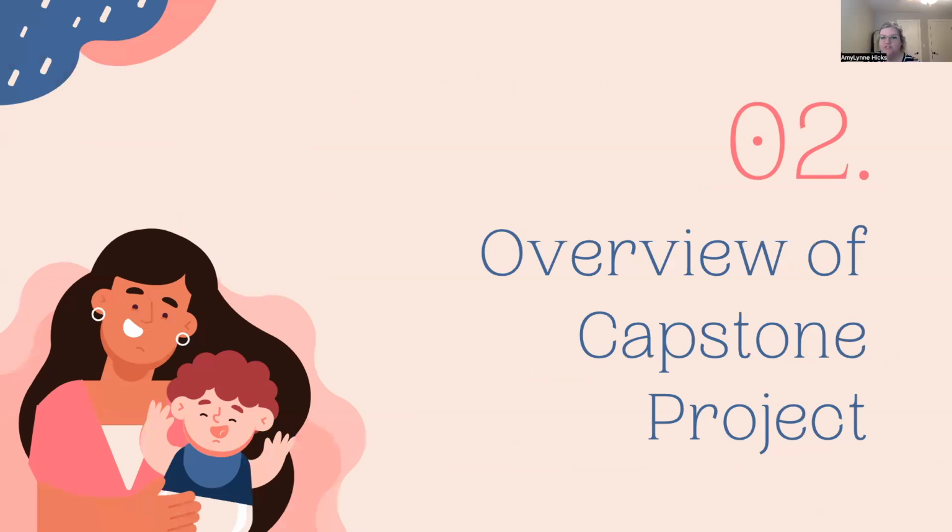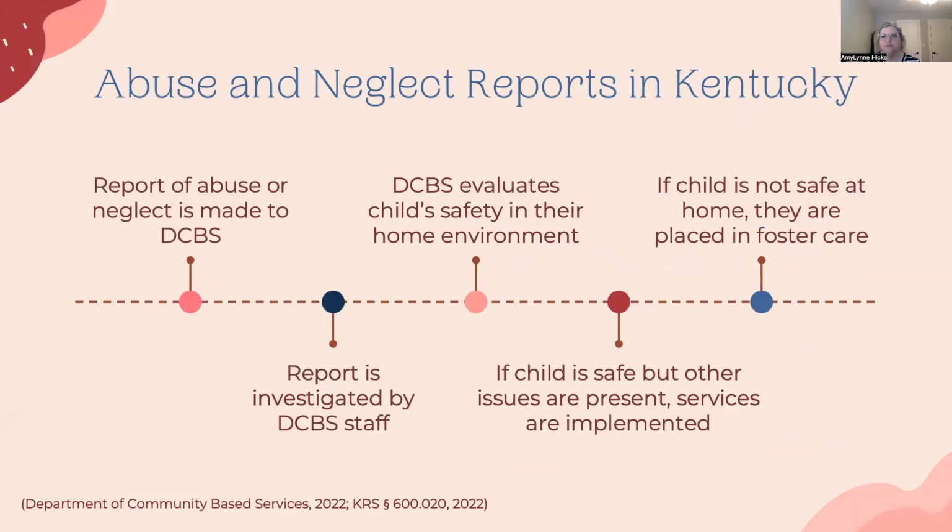So let's get into it. We'll start with an overview of my capstone project as a whole. So, child welfare services vary slightly from state to state, but in Kentucky, child welfare is housed in the Department for Community Based Services, or DCBS. DCBS is under the Cabinet for Health and Family Services. According to DCBS's Standards of Practice Manual, DCBS accepts reports that meet the statutory and regulatory definitions of abuse or neglect, where the alleged perpetrator is in a caretaking role.